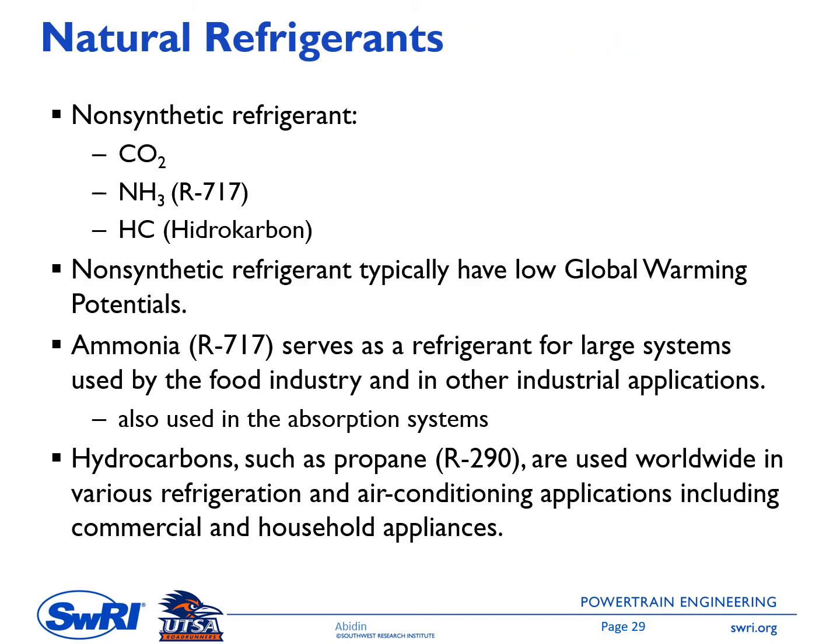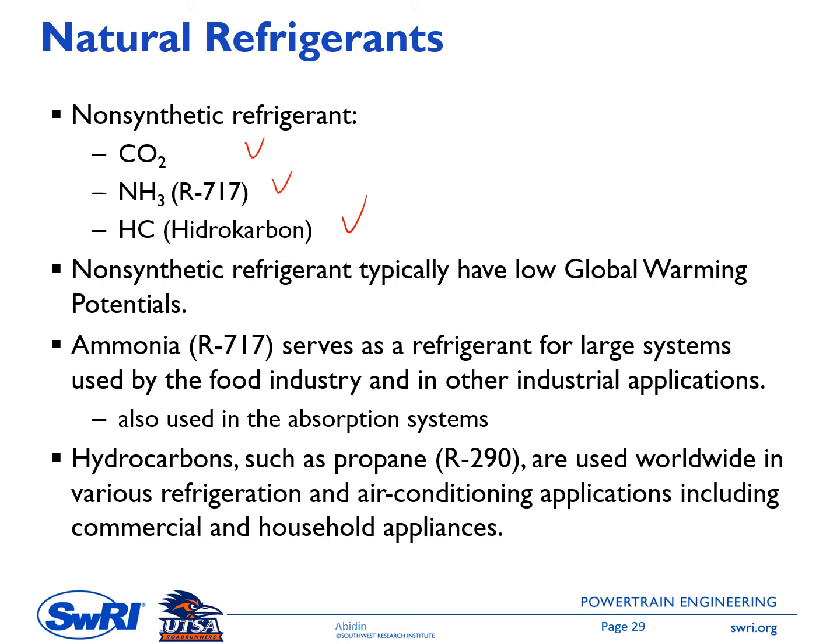The next one is natural refrigerants. Under this type of refrigerant, we have what is called non-synthetic refrigerants: CO2, ammonia, and hydrocarbons. Hydrocarbon here is actually natural gas, so it can be methane, propane, ethane and so on. Non-synthetic refrigerants typically have a low global warming potential, so you can have a look again at the previous table.